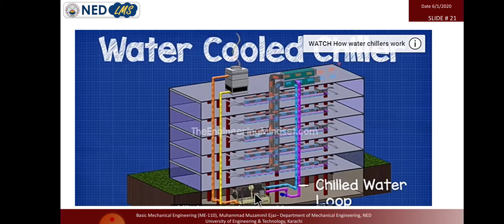Like in our room, in the evaporator coil we have a refrigerant gas, and it directly contacts and transfers cooling to the surrounding room air. But in office buildings, we cannot do it directly by this process. We have a different process. We cool down the water, and then chilled water goes towards the air handling unit.